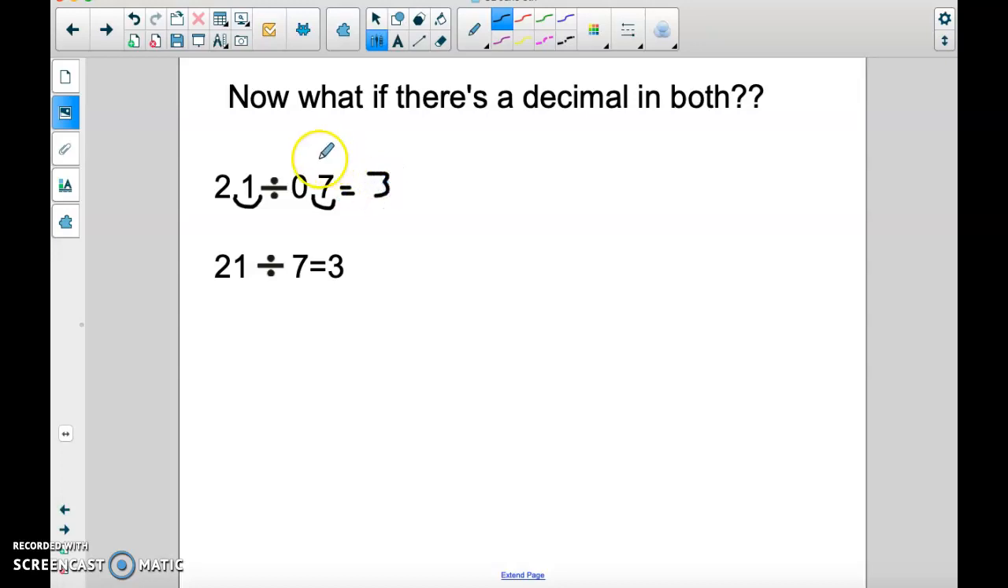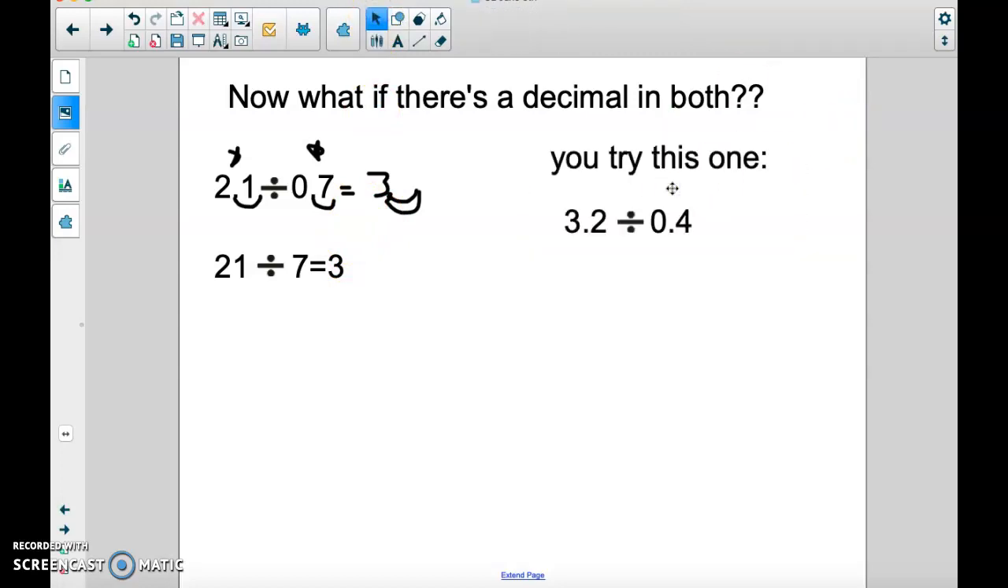Because think about this: I'm going to move it out one place value, but then this says, oh, no, now you've got to come back one place value. So it ends up right back where it started. Hopefully that makes sense. So now I want you to go and try this one. 3 and 2/10 divided by 0 and 4/10. Pause the video, solve it, and come back when you're ready.